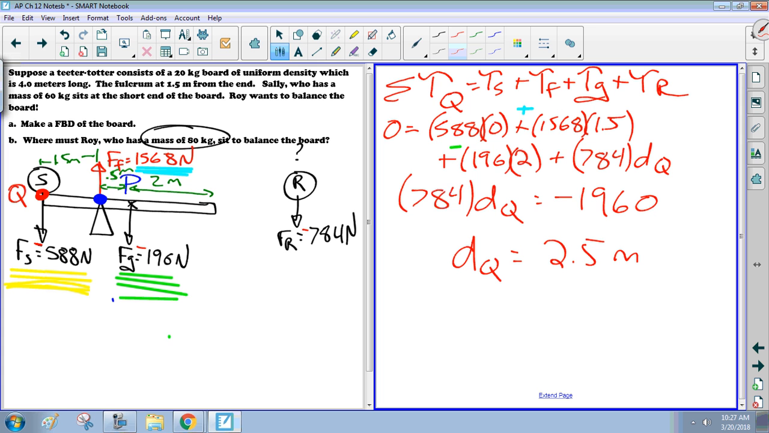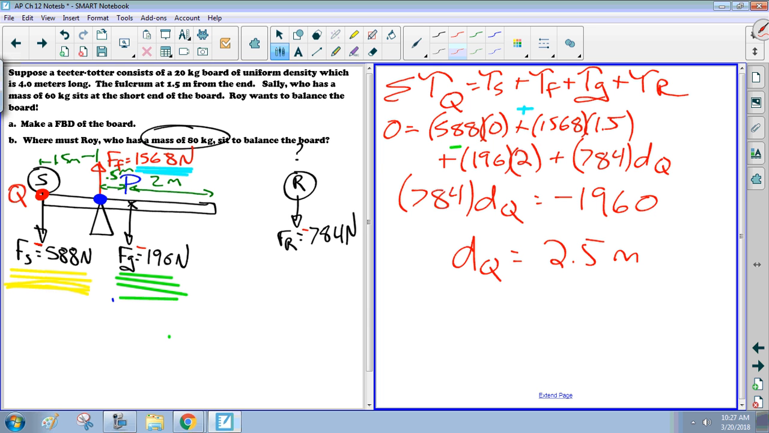Okay, so again, what this negative is telling me is I need to produce clockwise torque, right? So if this is my pivot point and Roy's force is down, which direction from my pivot point do I need to be to produce clockwise torque? To the right, correct? Yep.